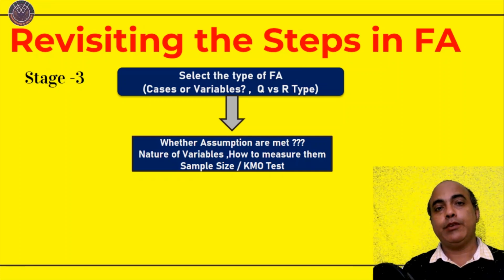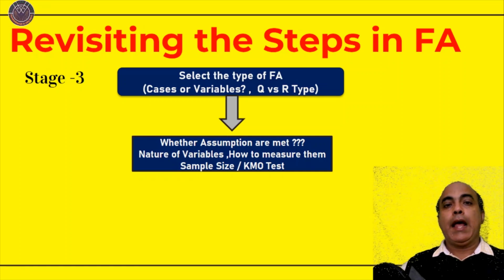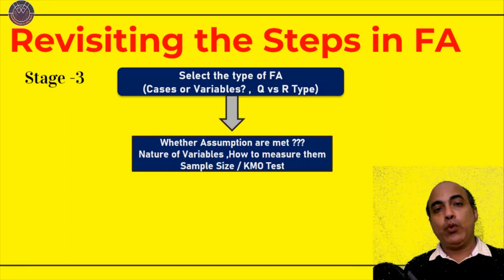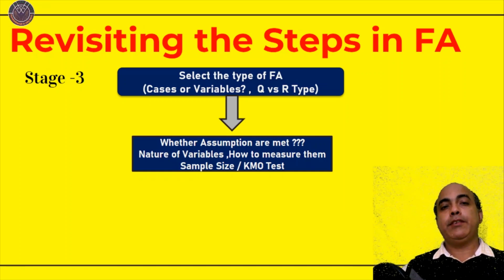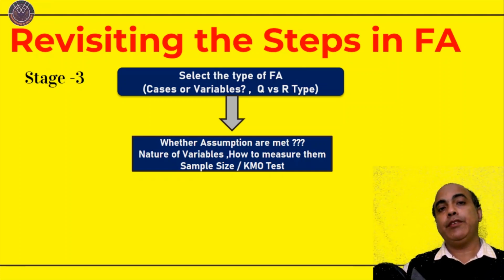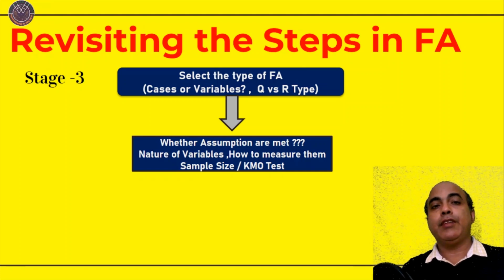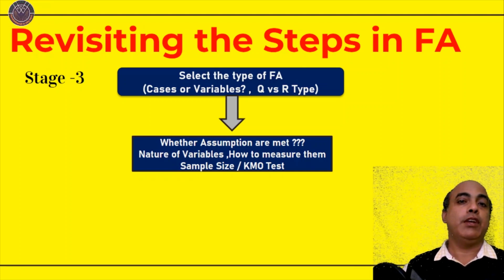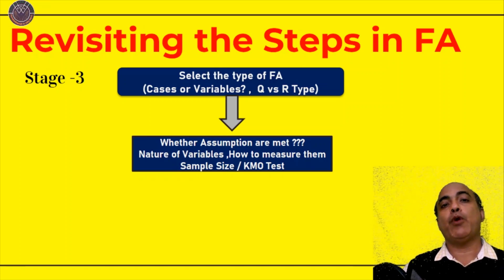I already told you that the KMO test value ranges from 0 to 1. If the value is very close to 1, then there is the best possible chance that we will get a specific number of factors which explain the underlying structure between the variables. So if the KMO value is very close to 1, 0.9 or 0.8 and above, then there is the best possible chance that factor analysis will yield certain results.